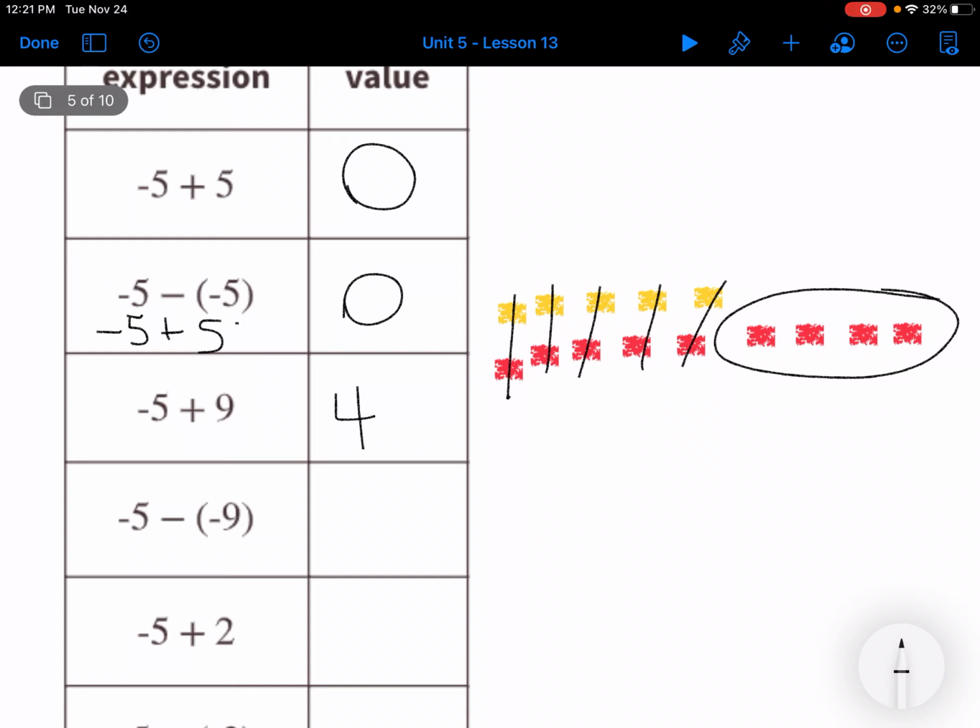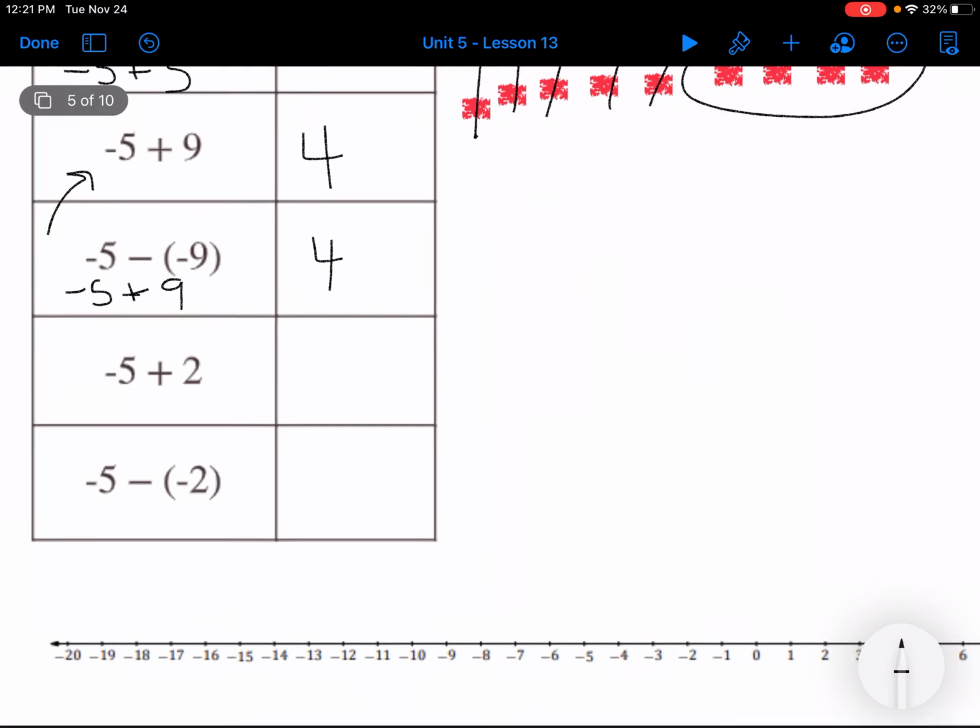Okay, now we're going to add the opposite. Subtraction is just adding the opposite. So we have -5 plus 9. Well, that's exactly the same. So we know that's going to be 4.